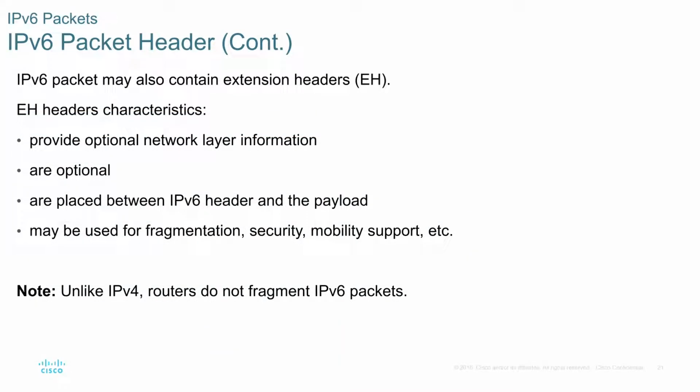An IPv6 packet may also contain extension headers. We normally do not fragment IPv6, but if it becomes necessary, we have an extension header which would give us additional information. They provide optional network layer information. They are totally optional. They are placed between the IPv6 header and the payload and may be used for fragmentation, security, mobility support, or others.